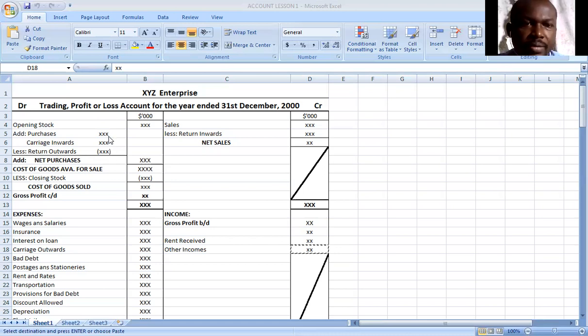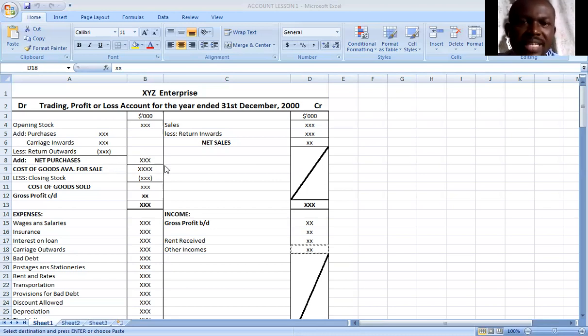When you value this purchase amount and the carriage inwards, then less your returns, the value you get is called your net purchases, and this is what you put here. Then you add it to the opening stock. When you add the figure of the net purchases to the opening stock, the value you get here is called the cost of goods available for sale.